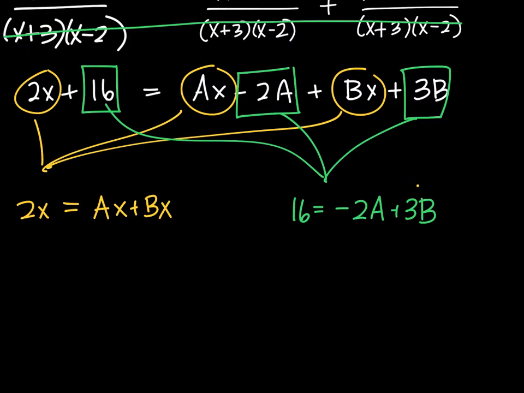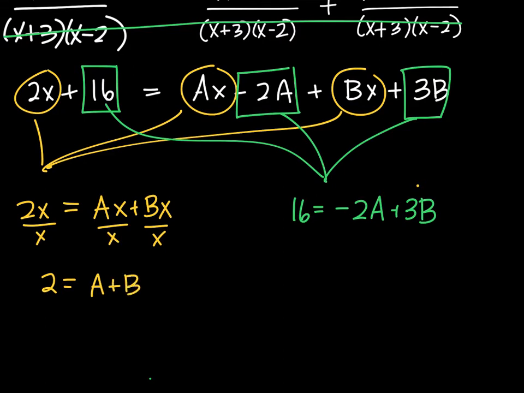All right, on the yellow equation, what do they all have in common? An x, so we're going to factor that out of the whole problem. We're actually going to use division, divide by x, and you'll be left with 2 equals a plus b.